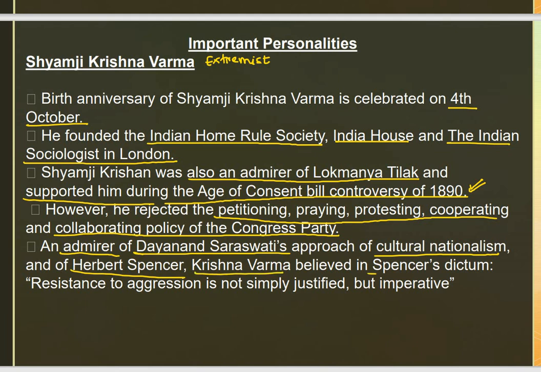Krishna Verma believed in Spencer's dictum that resistance to aggression is not simply justified, but it is imperative also. Okay, so he was an extremist who also represented India by establishing India House organization or association in London. तो इन्होंने India House Association London में establish किया था, which was later on closed by the Britishers. He also founded Indian Home Rule Society and the Indian Sociologist in London. So this is a very important fact regarding Shyamji Krishna Verma.